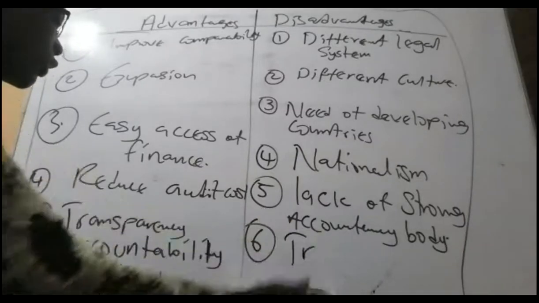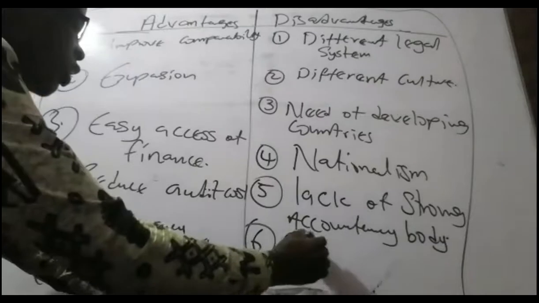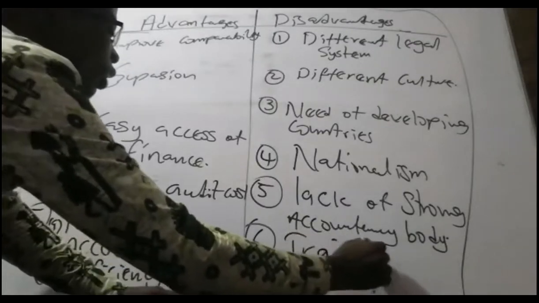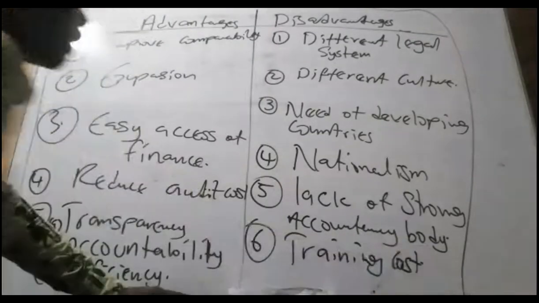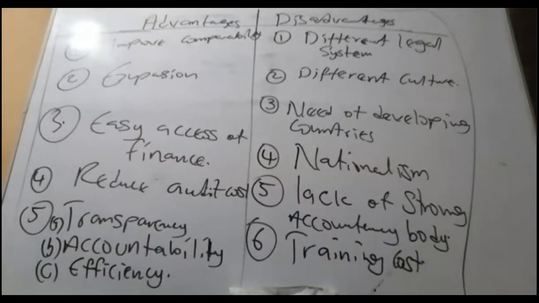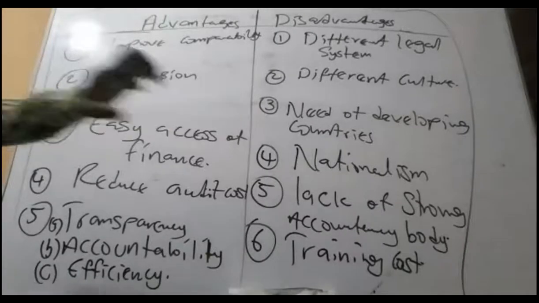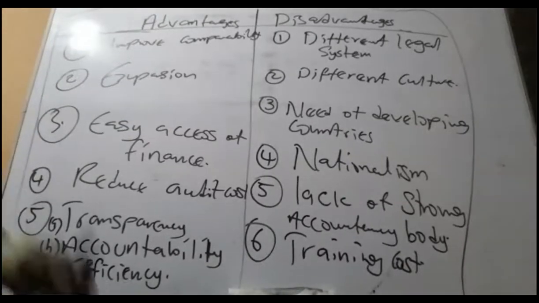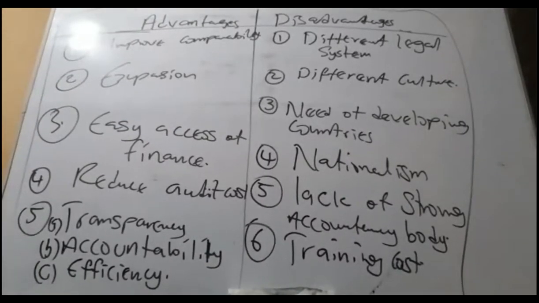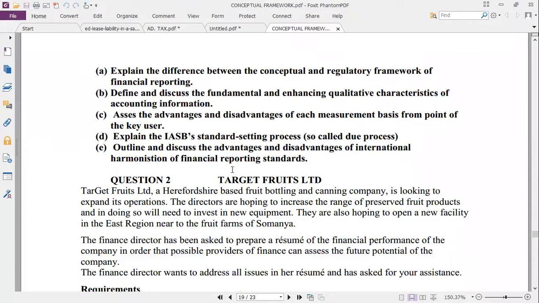So I'll add the last point to it: training, cost of training and retraining. So training cost also serves as a disadvantage. So these are the advantages and disadvantages of international harmonization. You talk about them, and that's the end of the game. Let's continue solving the questions. I'll scan through all the remaining questions.